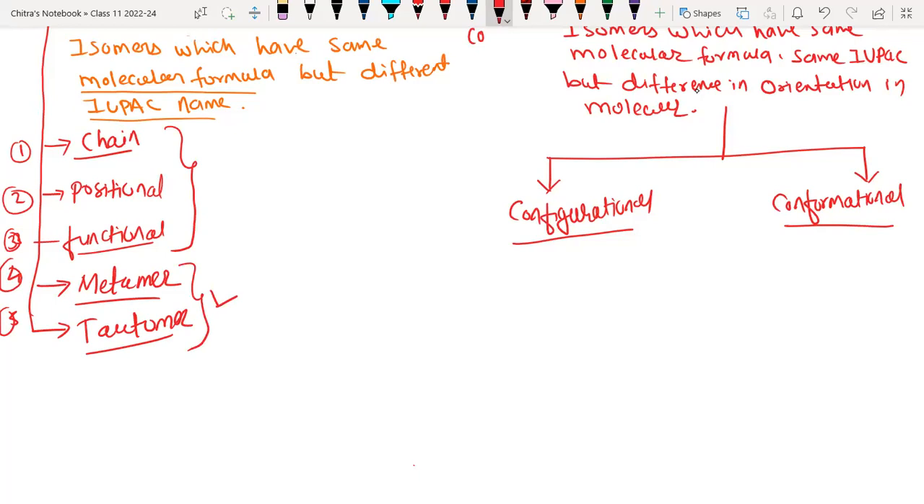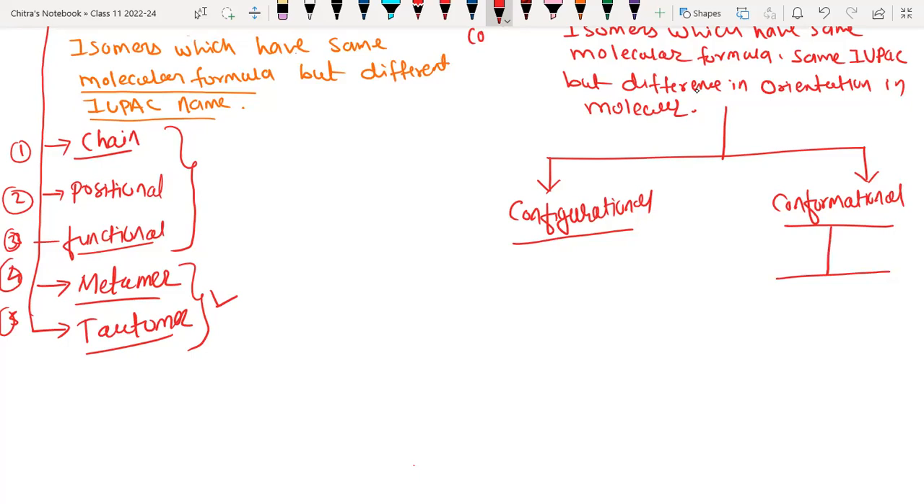Any idea about configurational and conformational isomers? Optical and geometrical isomers. No, I'm just asking the difference between configurational and conformational isomers. It differs in the configuration and the conformations of the specific molecules. Like, sir, in geometrical isomerism, they have the same molecule and the same IUPAC name, but the position is different.